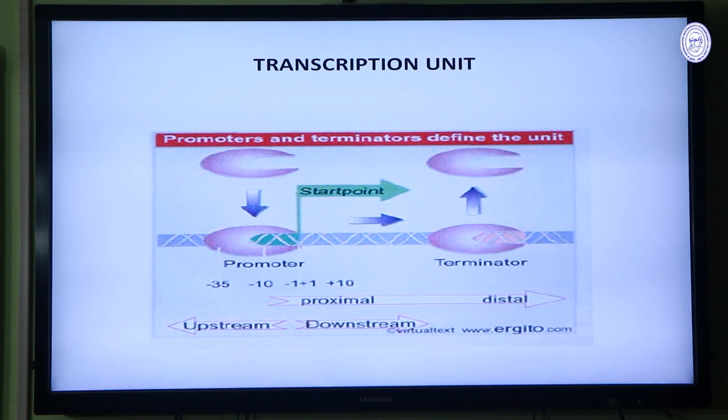Now, you can see in this diagram that RNA polymerase basically recognizes the promoter sequences, initiates transcription from the start point, and ultimately reaches the terminator or the end of the gene. Then the RNA polymerase is dissociated and the transcript is released from the DNA template.